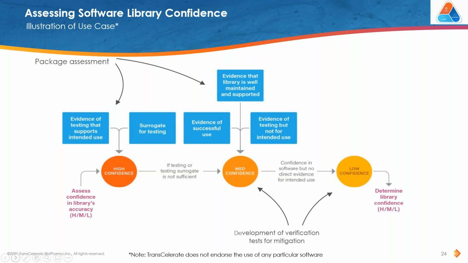So in the use case, it first assessed the packages by checking all the evidence of testing or any surrogates. Then any evidence the library is well maintained or being used successfully, etc. But as I mentioned earlier, the specific use case didn't end up marking the high or medium or low confidence to each package, but rather it identified what needs to be done to increase the confidence to the highest level to support the submission.